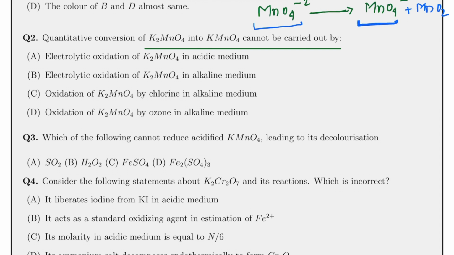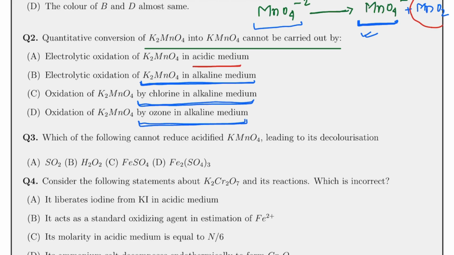Whereas in the other cases, it is K2MnO4 in alkaline medium, it's fine. You'll be getting KMnO4 in good yield for this one. By chlorine in alkaline medium, you will be getting it in good yield. Through ozone also, you will be getting it in good yield. So just because you have K2MnO4 in acidic medium, because of the furnishing of MnO2, good yield will not be there. So A will be the correct choice for this one.